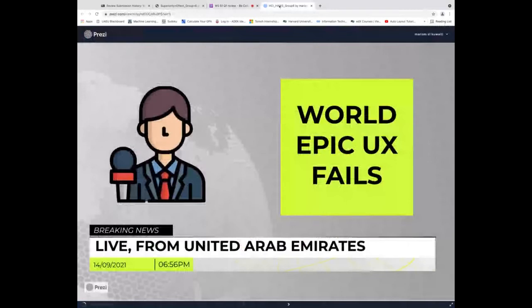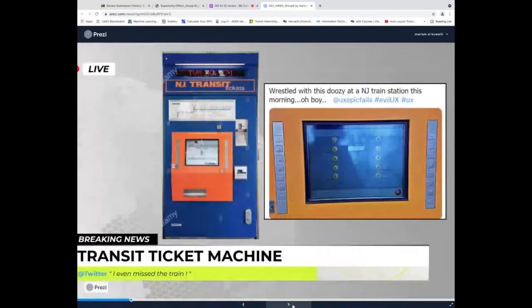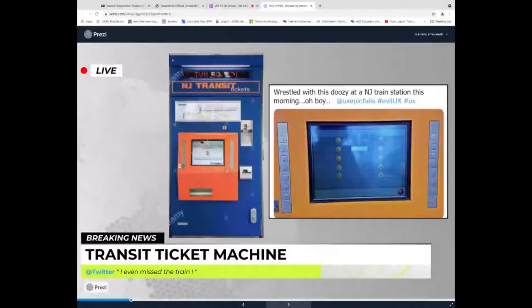Okay, so homework 3 talks about UX fails. What my group 6 and I chose is this UX fail about a transit ticket machine, where you should buy a ticket before boarding the train.